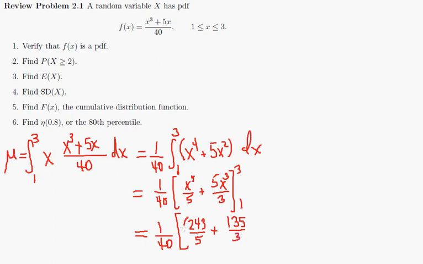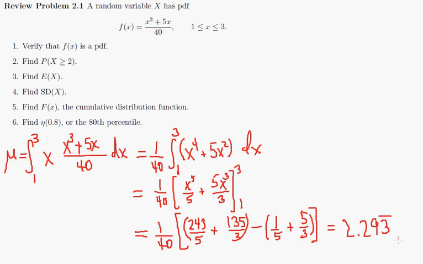So that's the right endpoint. The left endpoint, we plug in 1, which is a little bit easier. We get 1 to the fifth over 5, plus 5 times 1 to the third over 3. And so we do this calculation, we plug in, and we get our answer of 2.293 repeating.